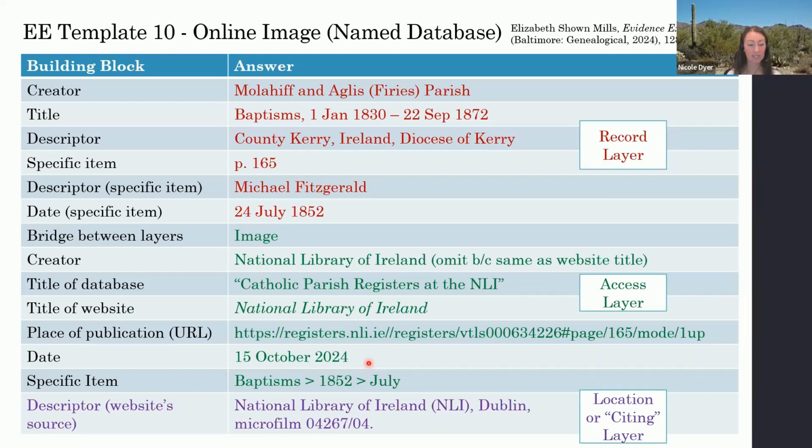And then in Evidence Explained, it gives the possibility of including the path to the specific item. And since it was a little bit unique to get there, I thought we should include that with waypoints. So we can put baptisms, 1852, and July. And that would hopefully help people see that that's how you filter it. To be even more specific, we can even add the word filter, and then we could put baptisms, 1852, and July. Last layer is the location or citing layer, which is the National Library of Ireland and the microfilm number.